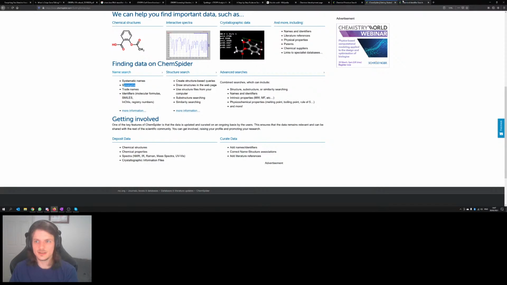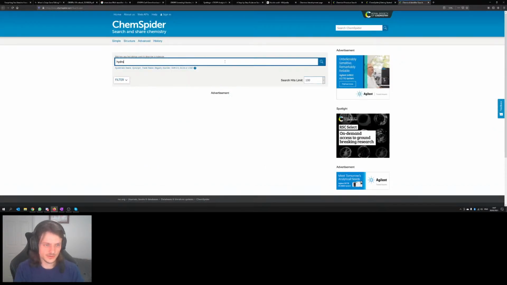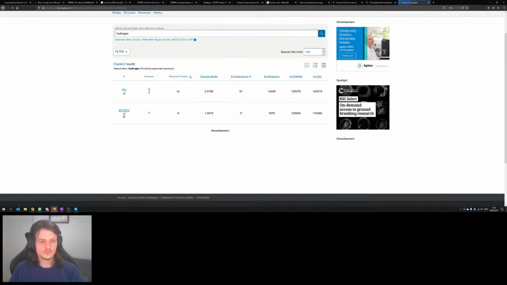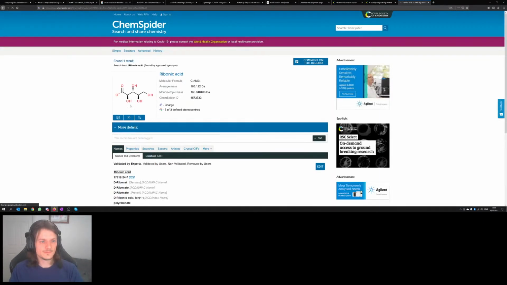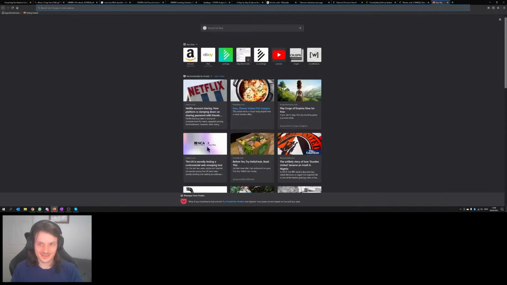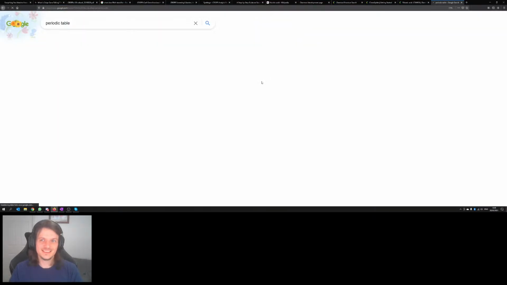Let's have a look at this. Let's go hydrogen. Let's do ribonic acid, yeah. Okay, cool. So it's got 5 or whatever C. Oh yeah, we also need to know these symbols now, so I'm guessing that's the periodic table. This is cool.